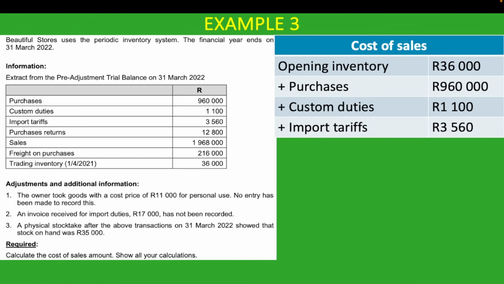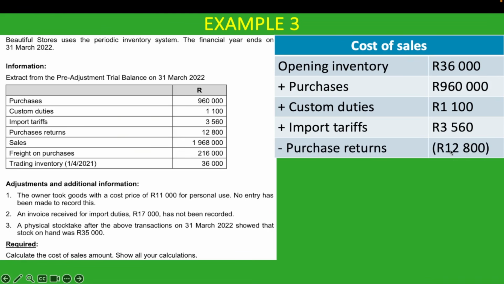And then we've got purchase returns, 12,200 Rand. Well, that's definitely going to be deducted, right? Because we returned some inventory to our supplier. So we're going to deduct it, put it as a negative. So minus purchase returns, 12,800 Rand. And then we've got sales down here. That has nothing to do with our cost of sales calculation.